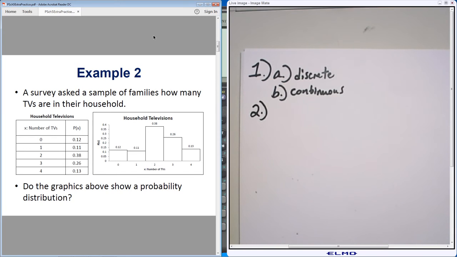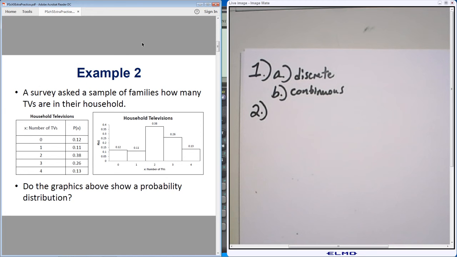All right, number 2 has a survey asked to a sample of families. They asked how many TVs are in their households, and these graphics illustrate the results. We have both a table on the left and a histogram on the right-hand side. Now this asks, do the graphics above show a probability distribution?